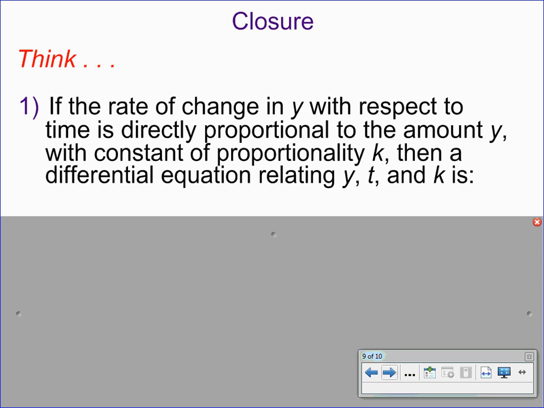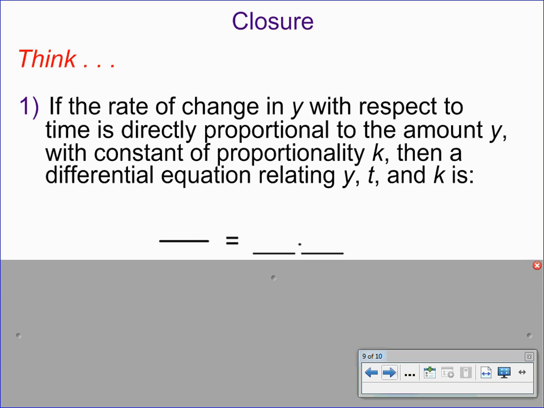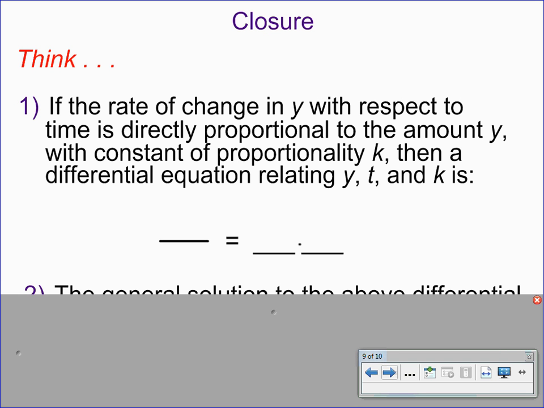And so if the rate of change in y with respect to time is directly proportional to the amount y with constant proportionality k, then a differential equation relating y, t, and k can be written by. And so what I did is I gave you a little template here. These are intentionally on different levels. So this is supposed to be a fraction bar, and this is supposed to be a fill in the blank.